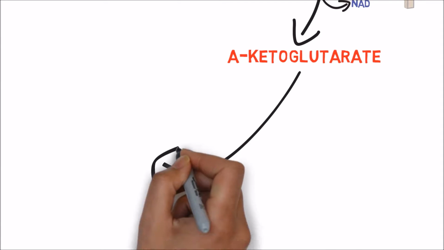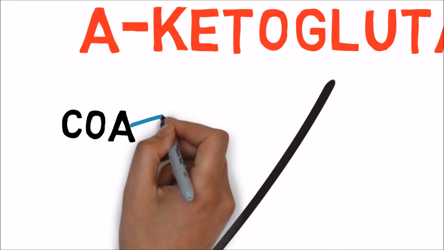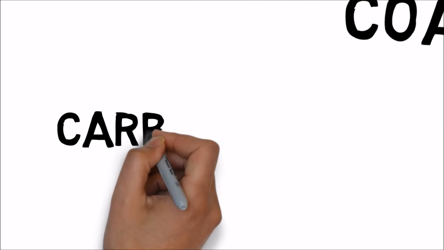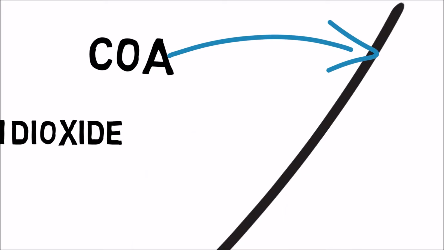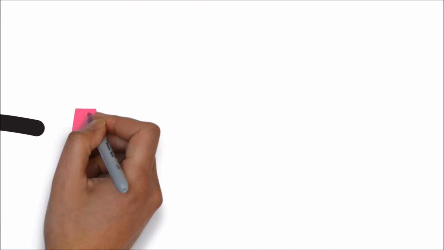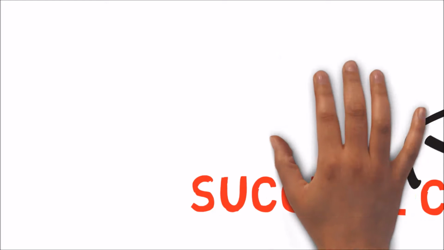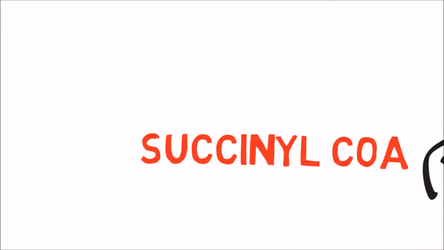Next is alpha-ketoglutarate. Before proceeding to the next stage, the CoA will diffuse into this reaction, and then the carbon dioxide will diffuse out in this reaction. So the alpha-ketoglutarate will lose 1 hydrogen electron, so oxidation occurs. The NAD plus will become NADH by the alpha-ketoglutarate dehydrogenase enzyme to form succinyl-CoA.